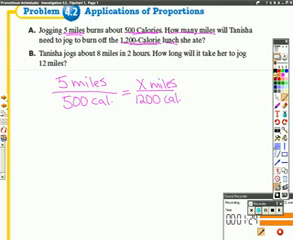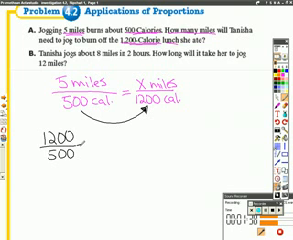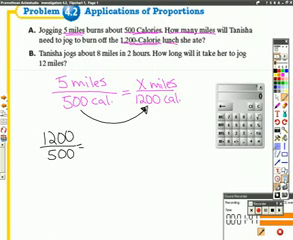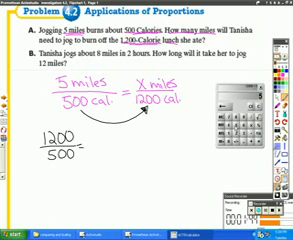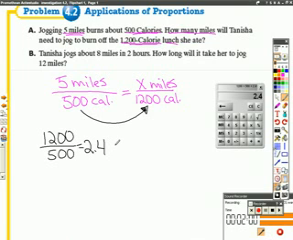The way that we're going to go about doing this is trying to find the scale factor. So we want to know, how do we go from 500 to 1,200? If you remember how we do scale factor, we're going to do 1,200 divided by 500. And that equals 2.4. And we always try to label it. That is our scale factor.